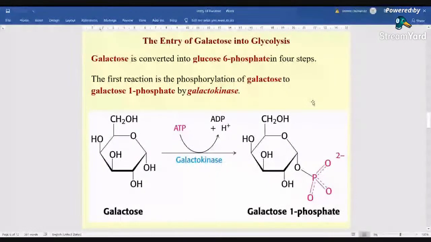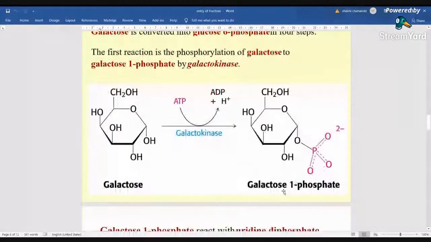What are these steps? The first reaction is the phosphorylation of galactose to galactose 1-phosphate, again by a kinase. Which kinase? Galactokinase. So galactose is converted by galactokinase, and the resultant compound formed is called galactose 1-phosphate. In the previous example, we found that fructose is converted by fructokinase into fructose 1-phosphate.